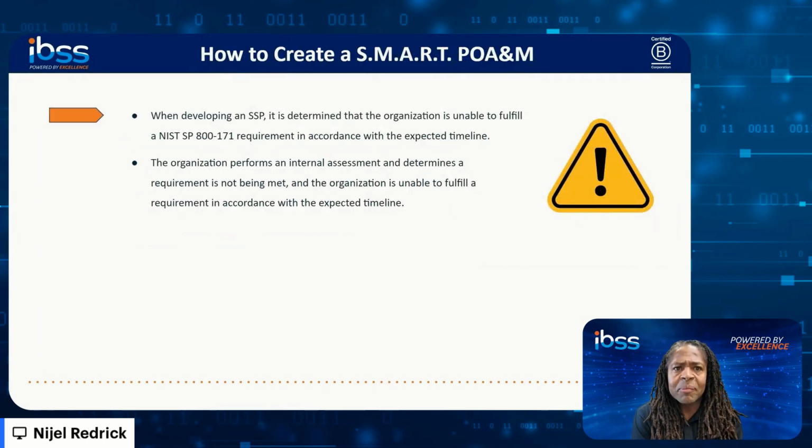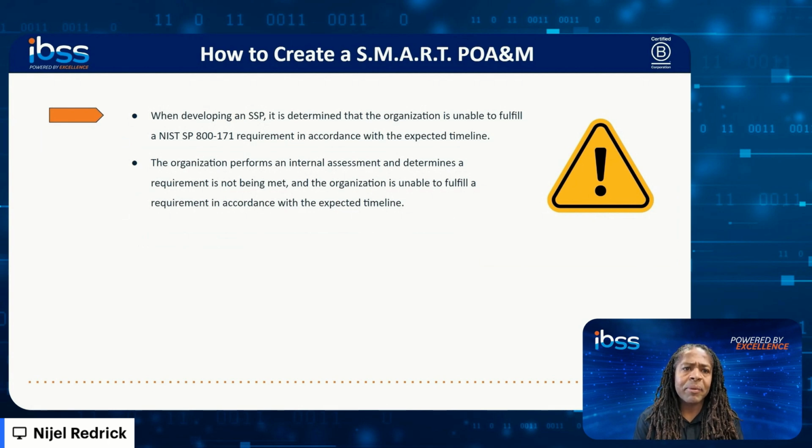When do we create a POA&M, or when is the most appropriate time to do so? Organizations should create POA&Ms when, one, and as it relates to 800-171, when an organization is unable to fulfill an 800-171 requirement in accordance with the expected timeline. Now, that timeline could be an internal timeline based on the company's objectives. It could be a timeline based on a contractual requirement. So in the event that a company is unable, or organization is unable to meet a requirement, a POA&M should be created.